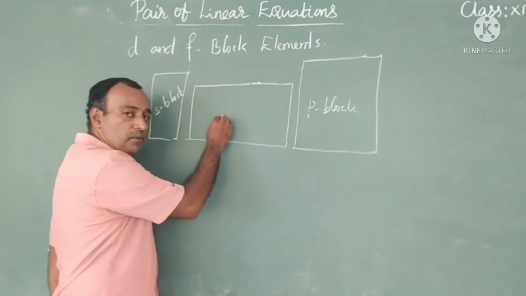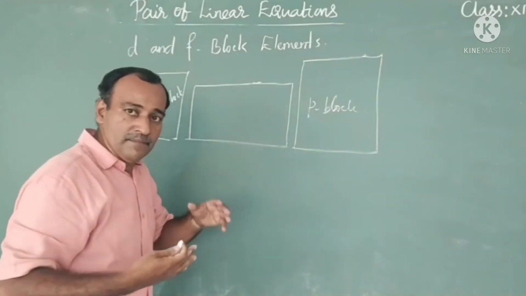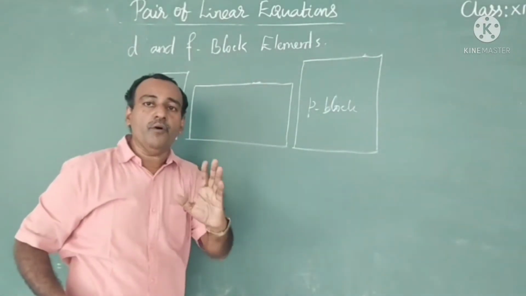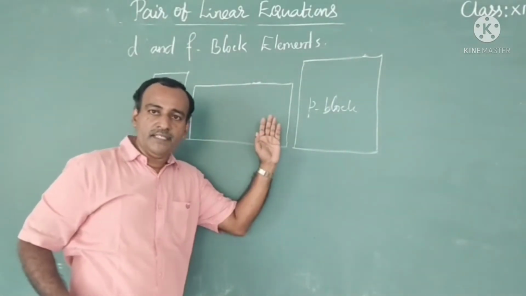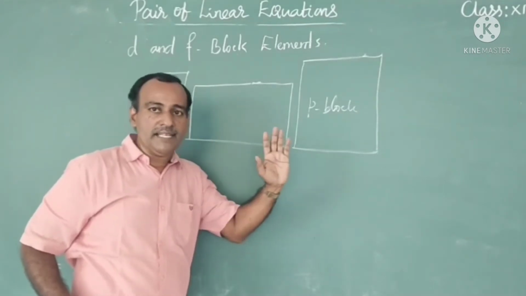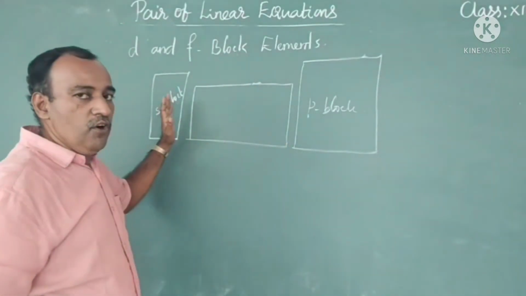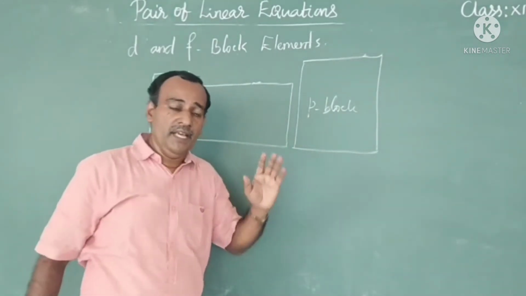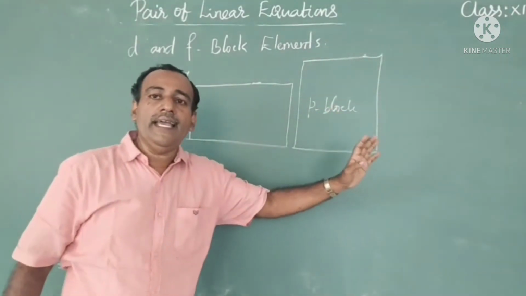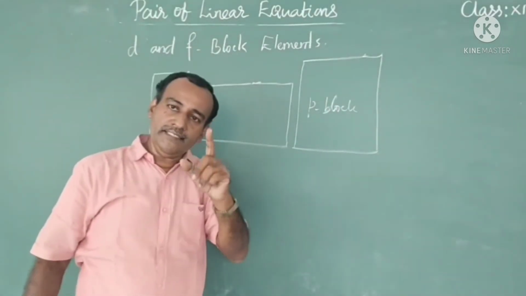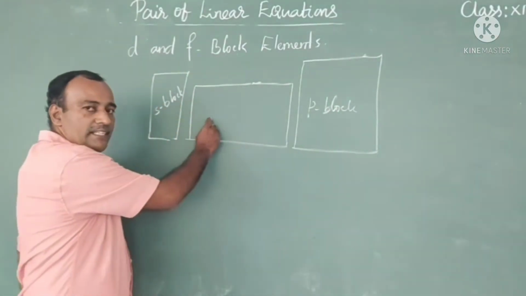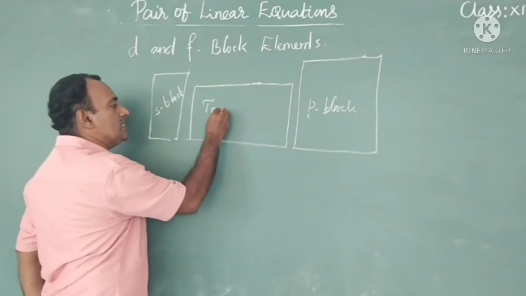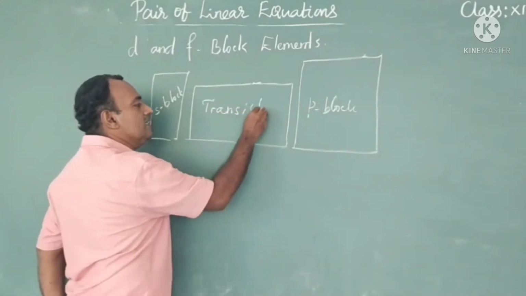Therefore, these d block elements show some transition in their properties. Their properties are showing some transition from s block to p block. They are showing some transition from electropositive to electronegative. That is why d block elements are also known as transition elements.